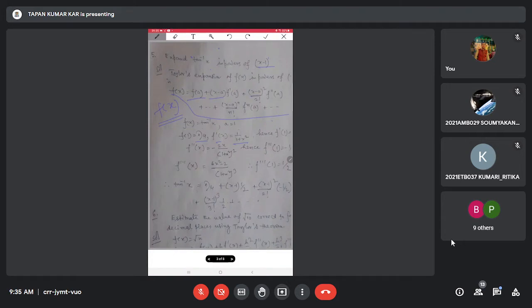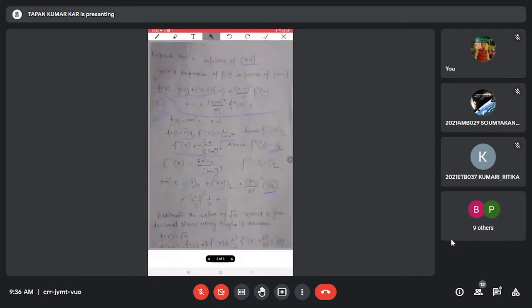Similarly for this one, (x minus 1) whole square by 2 factorial, f double dash a. F double dash x means first you have to differentiate two times this one. Hence f double dash a equal to, probably this is, minus half.